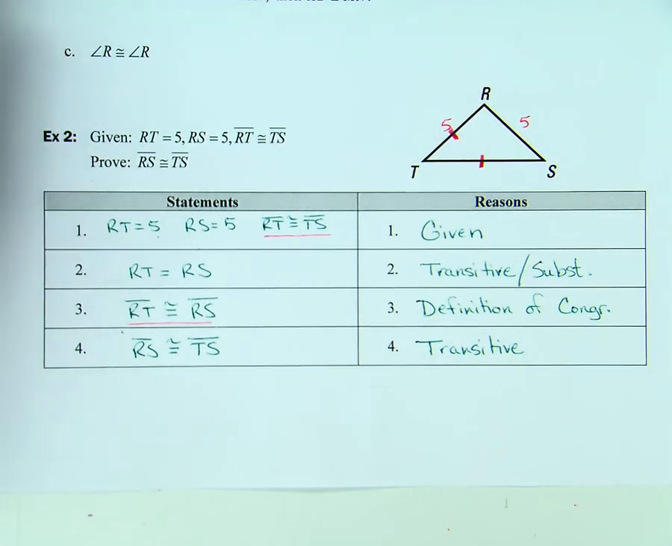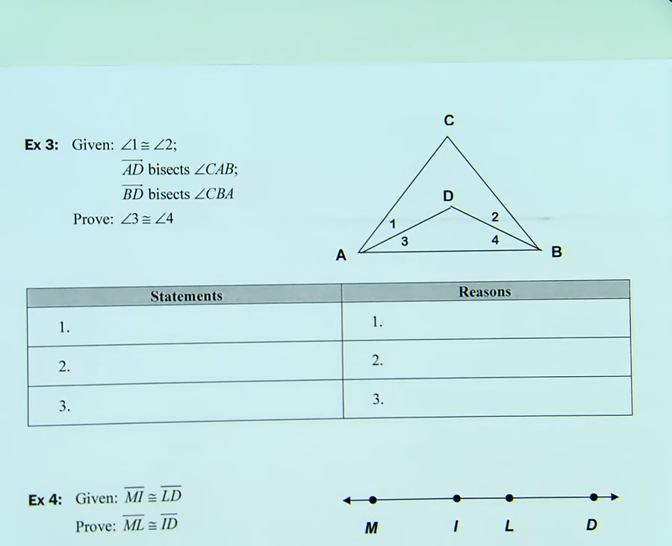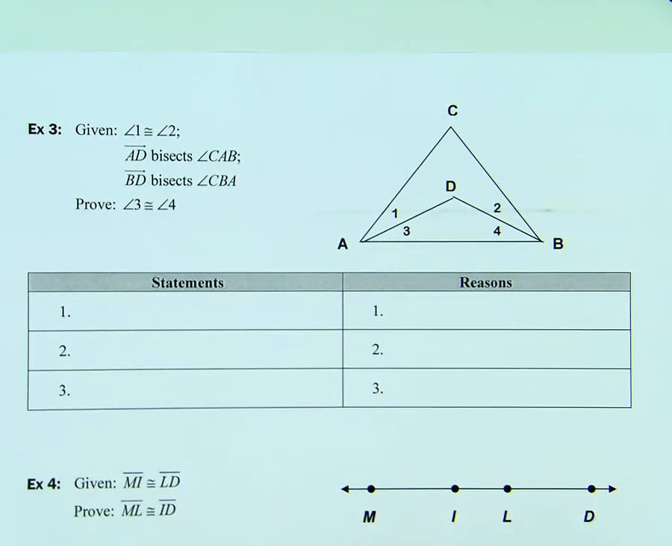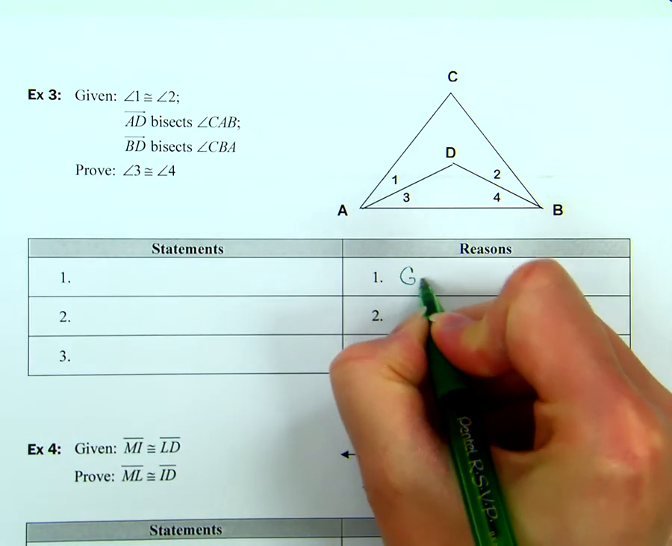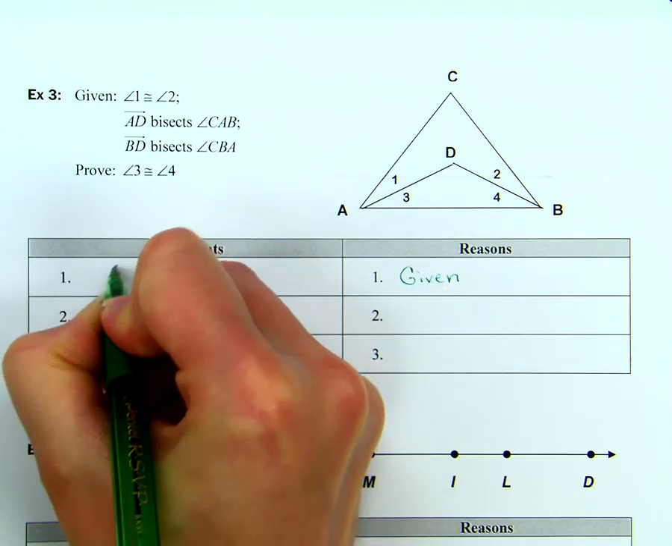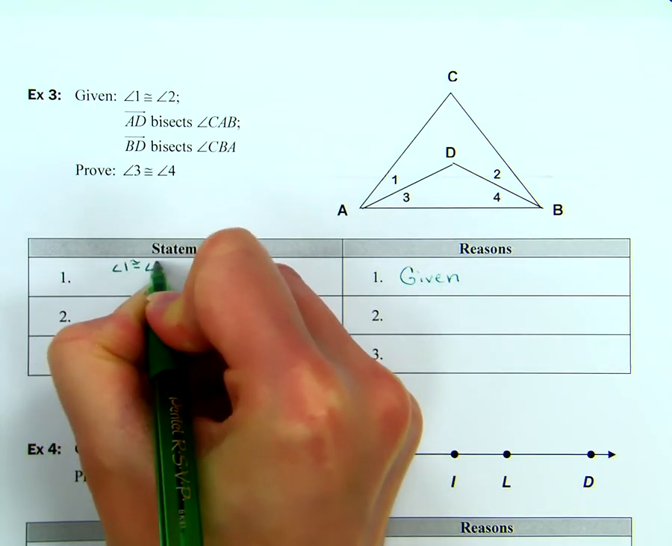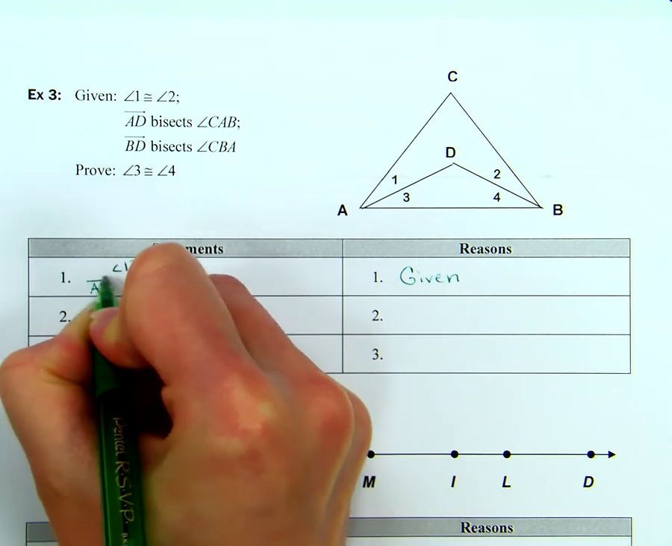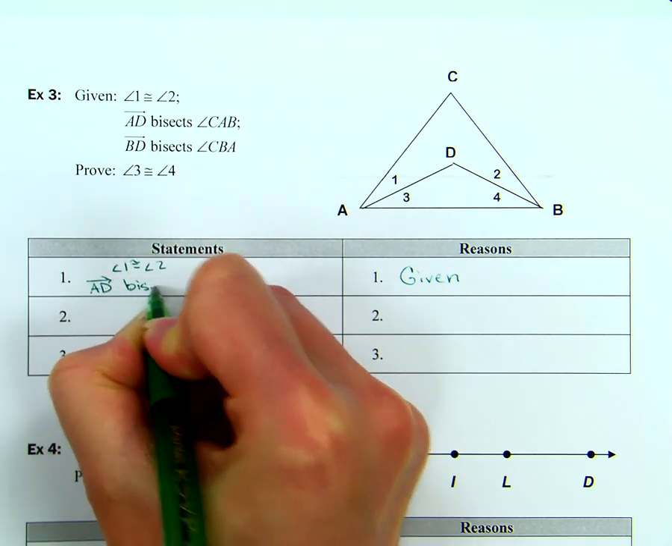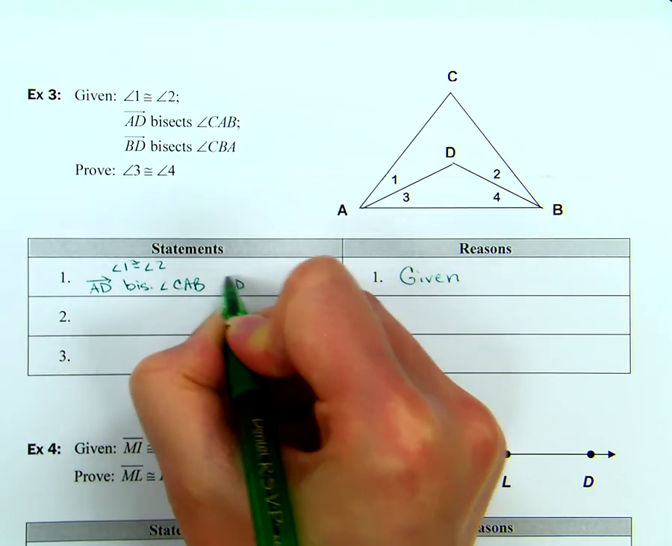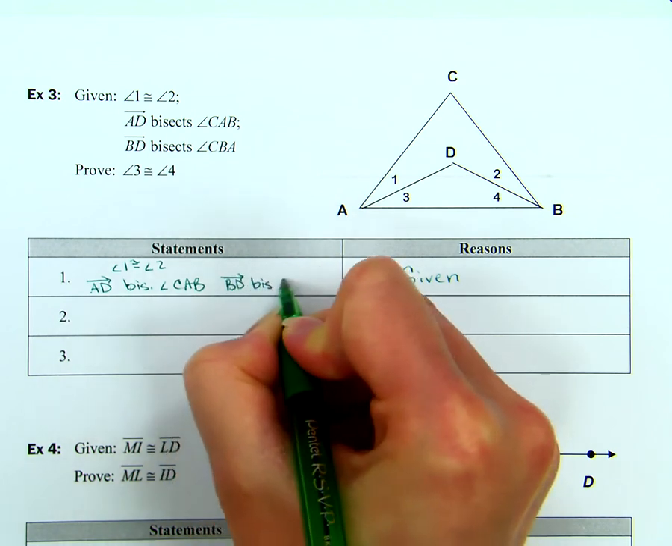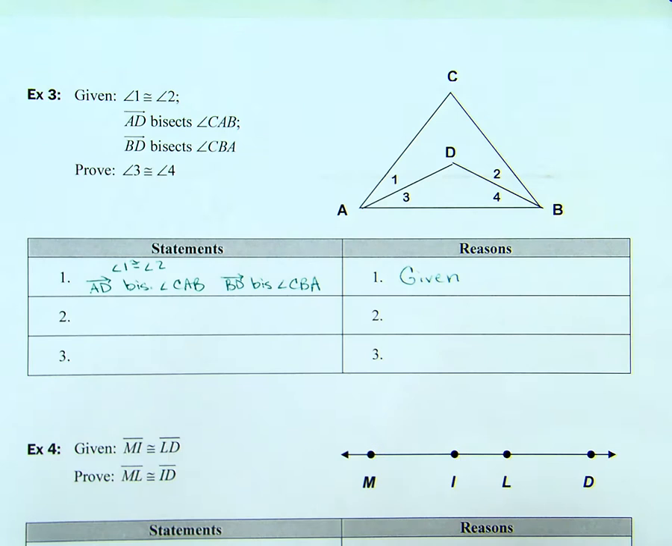Alright guys, let's try the next one. Well, where do you guys think we should start? I hope you said the given information. So let's get it all in there. Angle 1 is congruent to angle 2. Ray AD bisects angle CAB, and ray BD bisects angle CBA. Take a moment and mark the diagram. See what you know and see what that tells you.